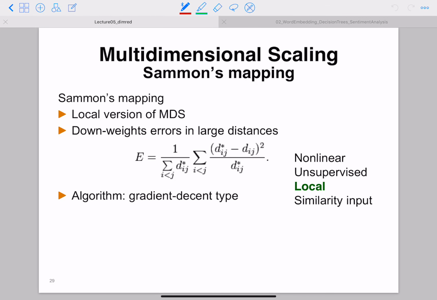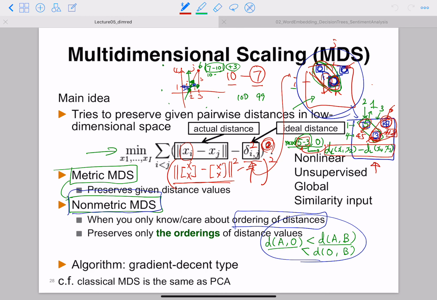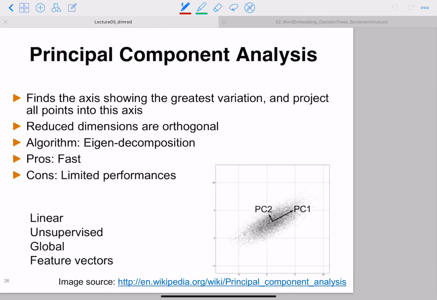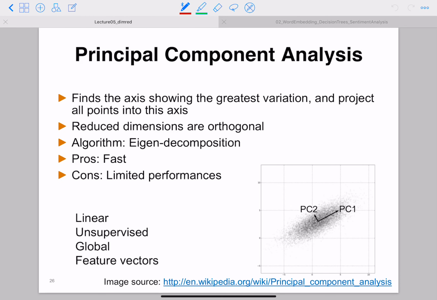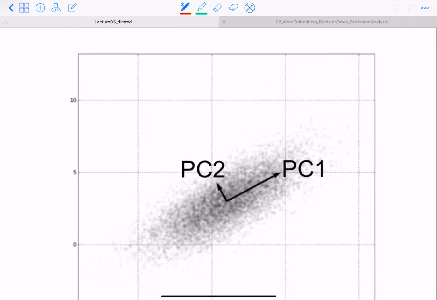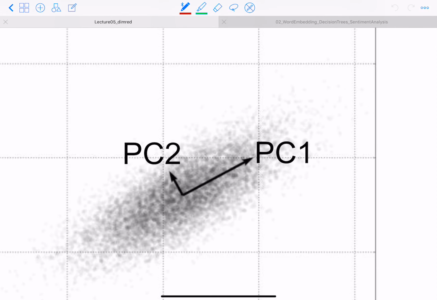Okay, then back to principal component analysis. So how is it related to multidimensional scaling? In the case of PCA, you know PCA is finding the major axes according to the maximum variance that our data has.